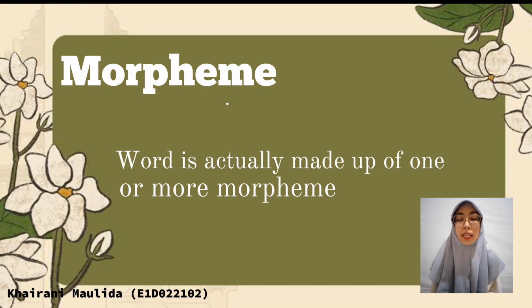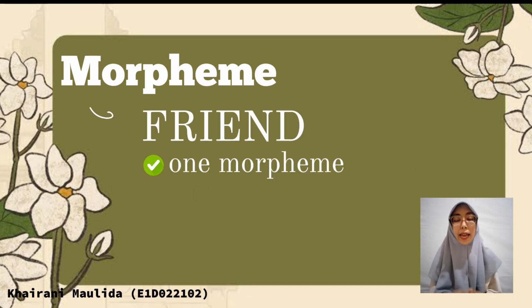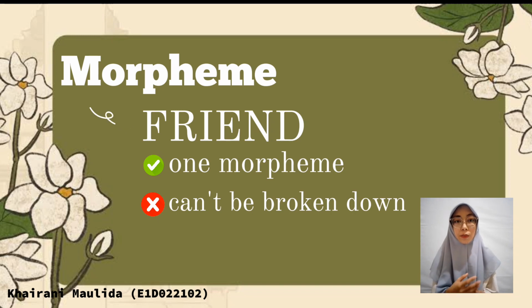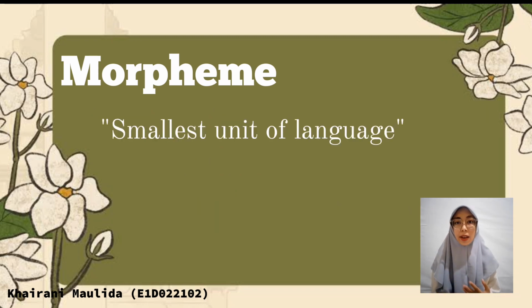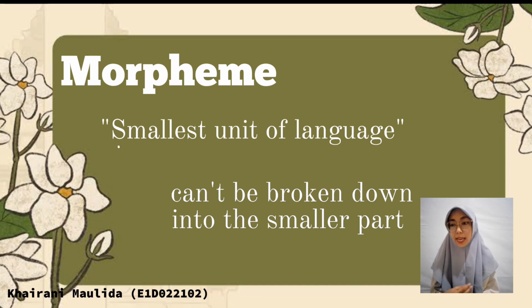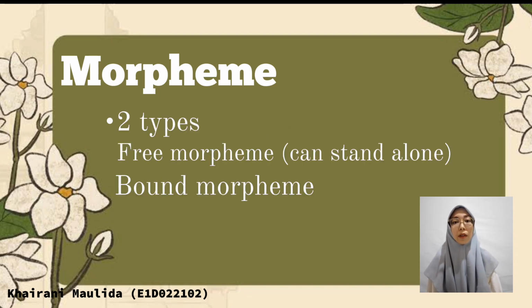For example, a simple word friend consists of one morpheme and can't be broken down into smaller parts. If we separate fri and end, it won't have any meaning. That's why morpheme is called the smallest unit of language, because we can't break it down any further without losing its meaning. Morpheme can be divided into two types: free morpheme and bound morpheme.